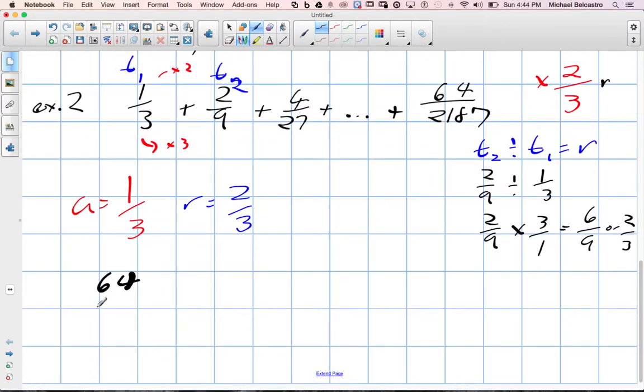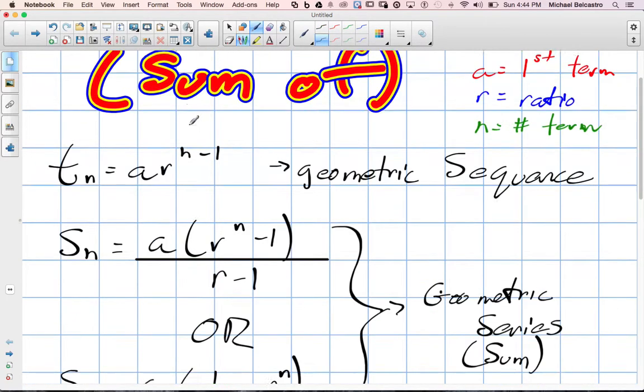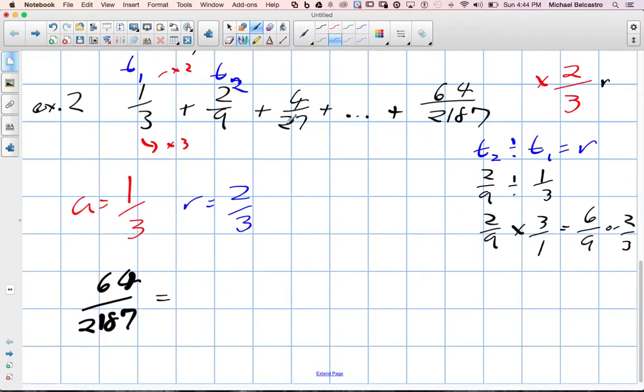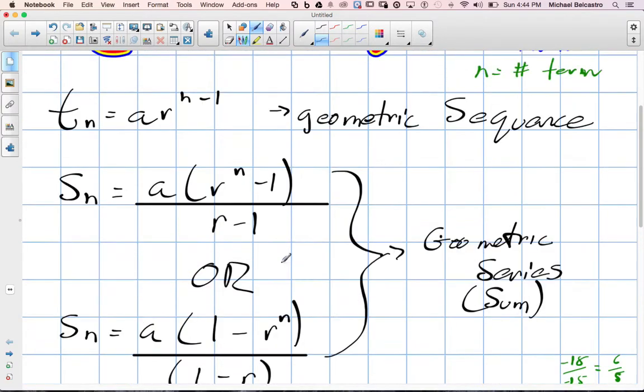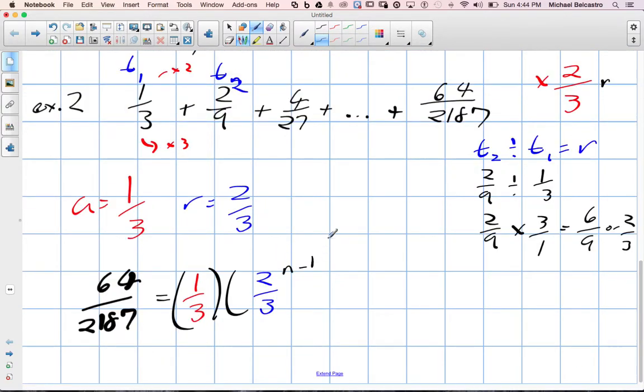So we have 64 over 2187 is equal to the a value, which we said is 1 over 3, times the r value, 2 over 3, to the power of n minus 1. Yeah, n minus 1. I think I used green or something like that. All right, so first step here is we need to somehow isolate n minus 1. So we're going to have to use some logarithms probably to do this.